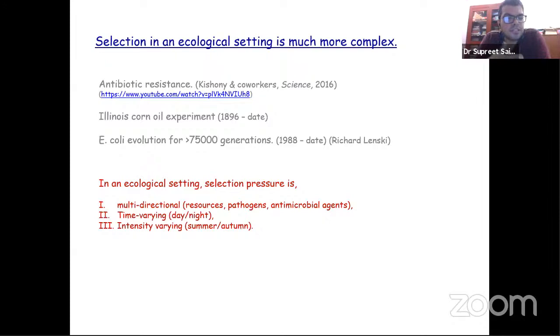My reason for bringing that up is not to critique these lab studies. We don't understand evolution in a fluctuating environment. We're still at a stage where we are understanding evolution in artificial conditions created in the lab. But in an ecological setting, the selection pressure is multidimensional because resources change, pathogens are present, antimicrobial agents are present, and time-varying and intensity-varying factors are also there.